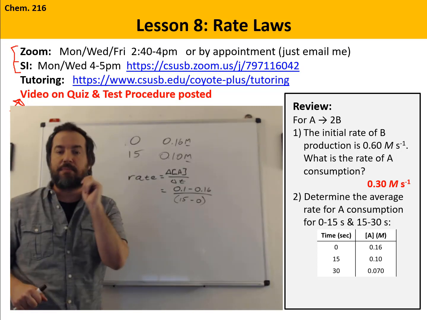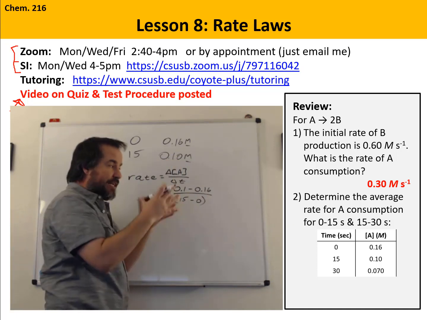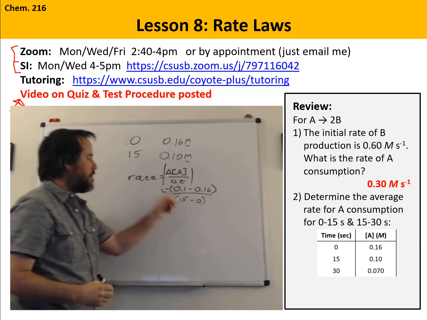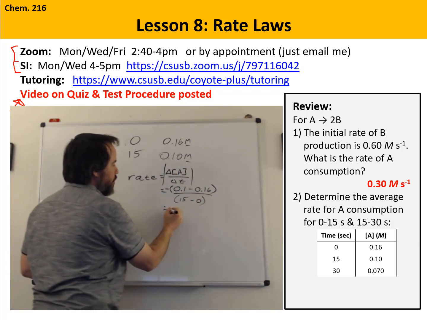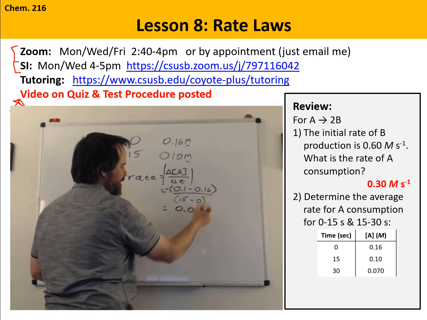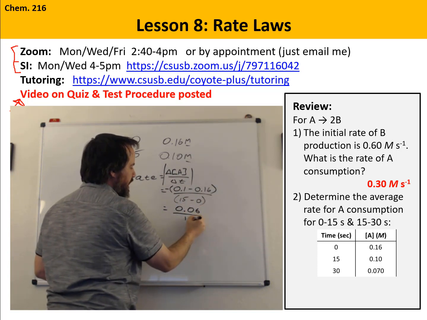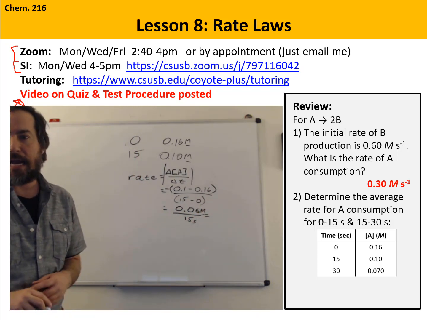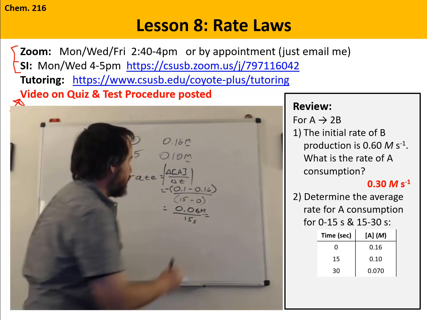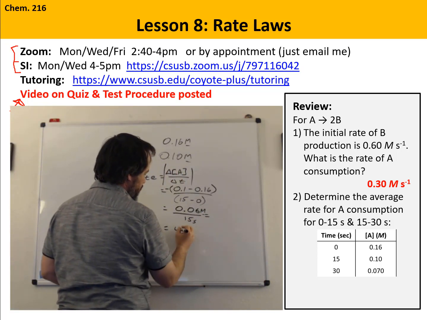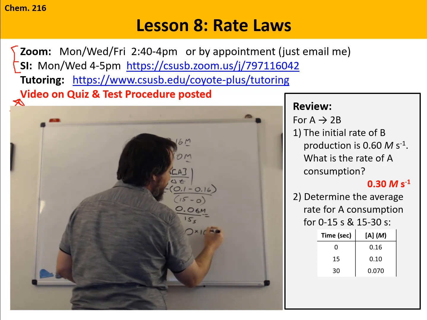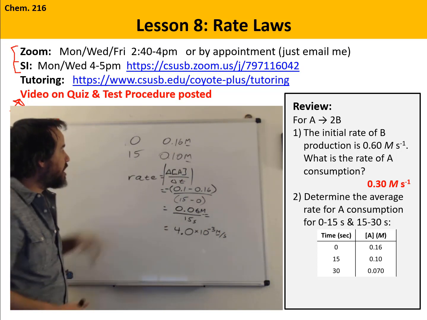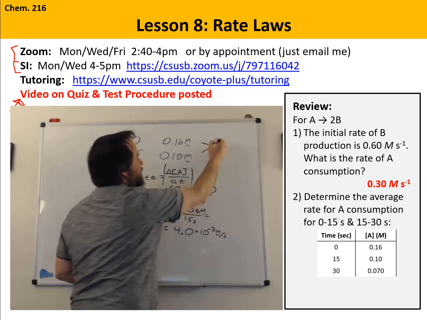Rates are always positive, so I could make this an absolute value, or just make this negative so that it's always positive. This gives me 0.06 over 15, in molarity and seconds. That's going to get me an answer of 4.0 times 10 to the minus 3 molar per second. So that is the rate change from 0 to 15 seconds.